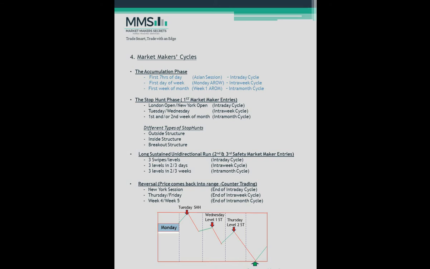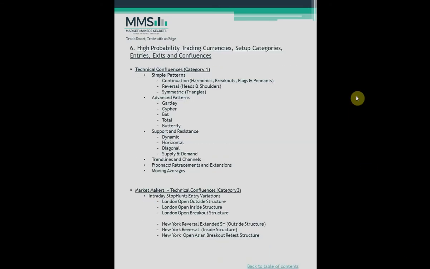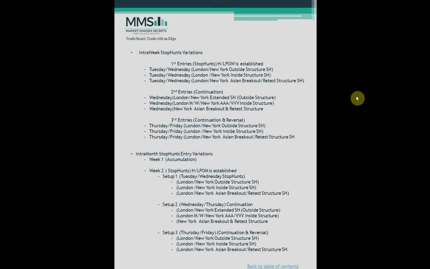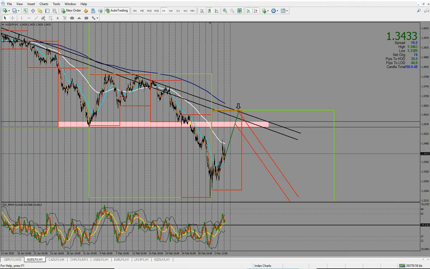So I'm just gonna go back to our index charts and continue. I hope that I've made my point. Intra-week stop hunts, first entries, the stop hunt, high or low prices of the week are established. So in most cases you'll find that the stop hunt highs and lows are areas where the high or low prices, either of the day or of the week or of the month, are established within the stop hunt areas or reversal areas. So let's just go back to our index charts.